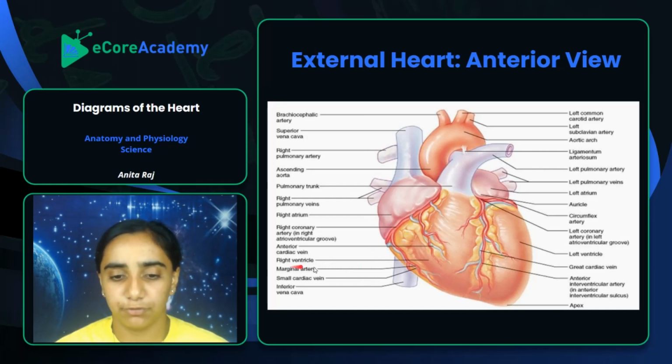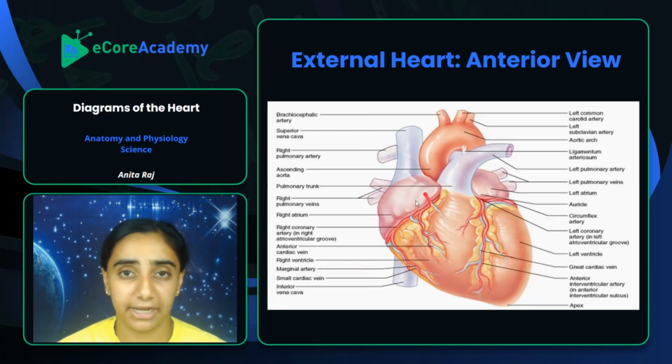Now we have your right ventricle. Remember, the right ventricle gets deoxygenated blood from your right atrium, pushes that blood through the pulmonary valve up your pulmonary trunk and through your pulmonary arteries so that that blood can go get oxygen in your lungs.